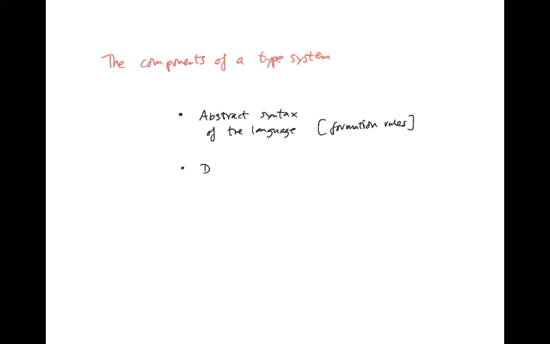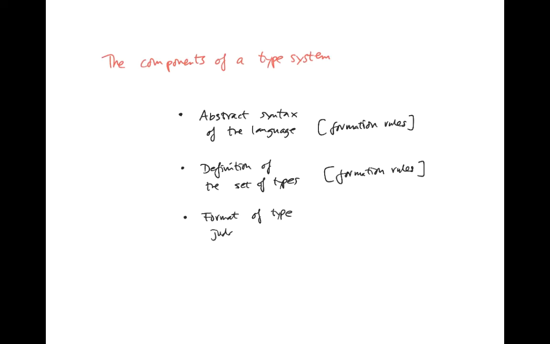Then there's a definition of the set of types, and that also takes the form of formation rules, and they tell us what types look like. And then we must define the format of type judgments. That will tell us what type judgments look like, and this will tell us what we can talk about in the type system.